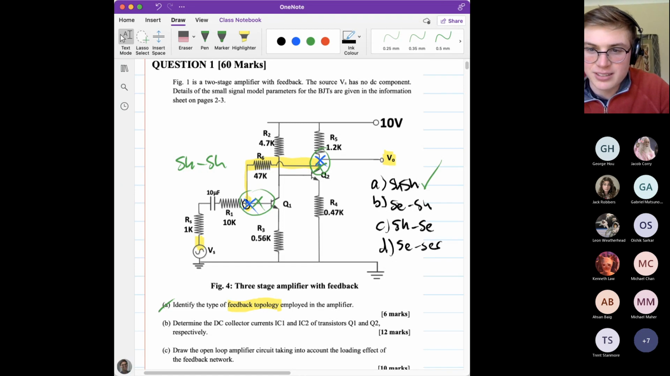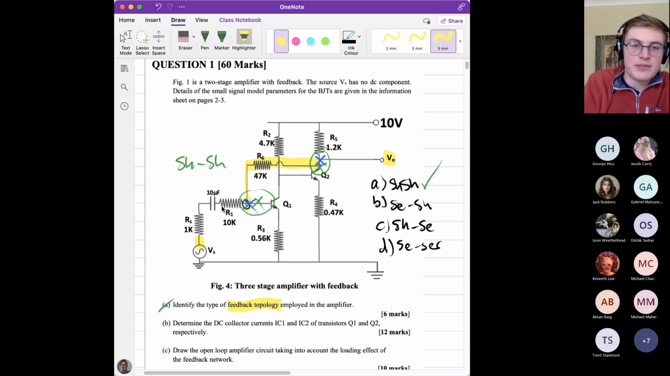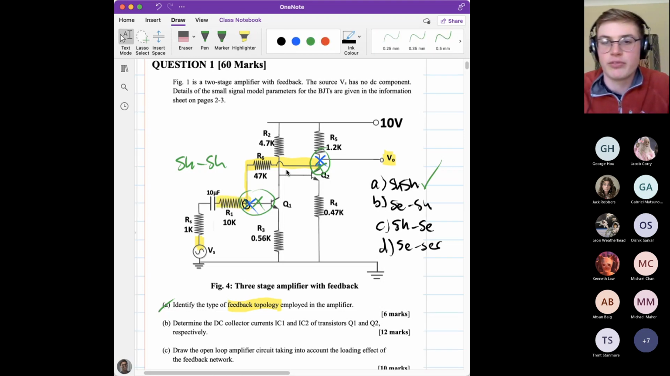As for description, you can literally just say this is it. If you were thinking that it might have been series at the input, you can consider R1 as part of the feedback network. So I know it might seem a bit confusing here, but this is actually shunt.